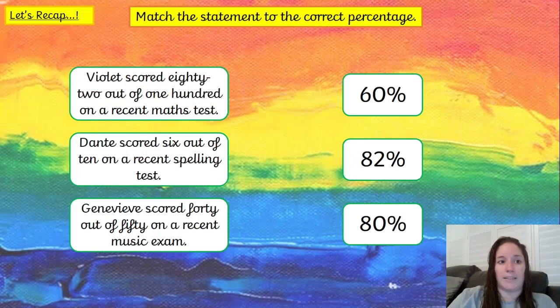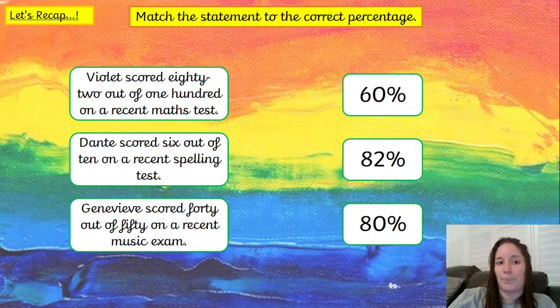Okay, excellent. So let's recap. Match the statement to the correct percentage. So the first one says Violet scored 82 out of 100 on a recent maths test. Dante scored 6 out of 10 on a recent spelling test. And Genevieve scored 40 out of 50 on a recent music exam. So which is which? Think about the percentages.